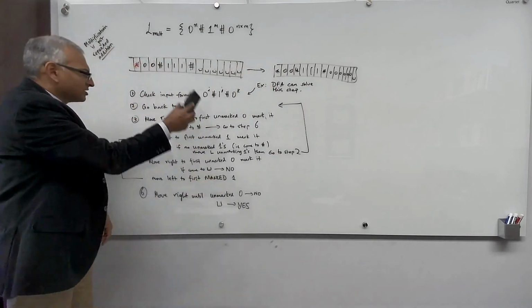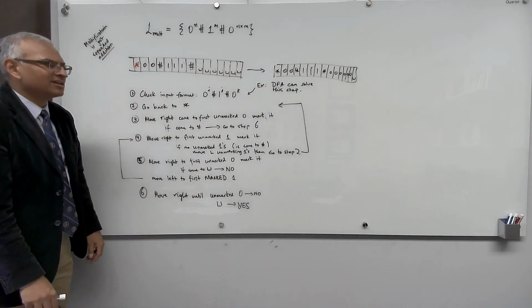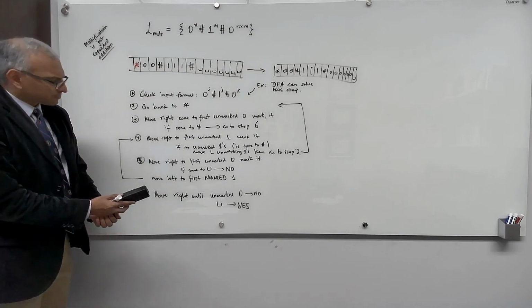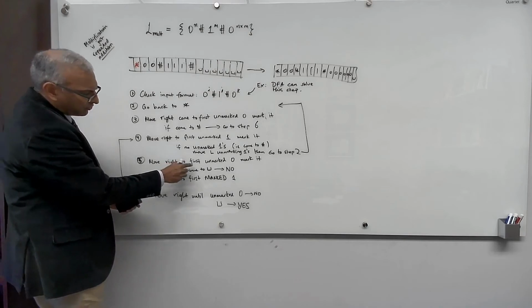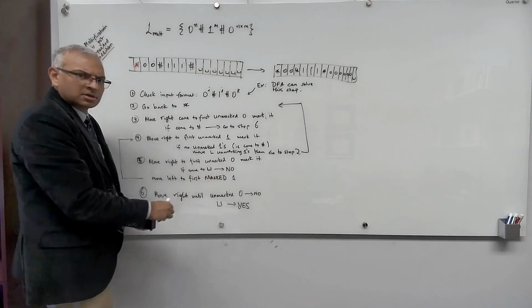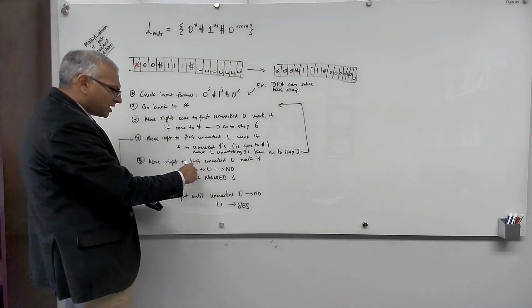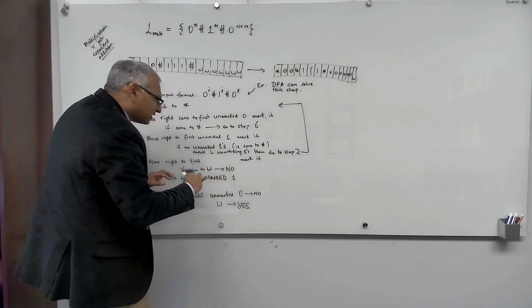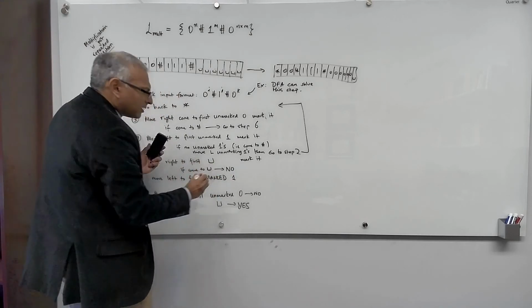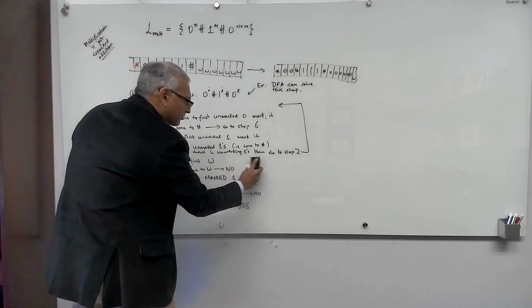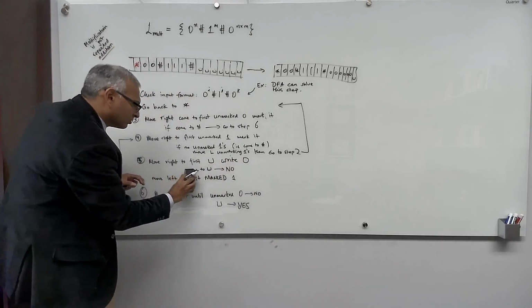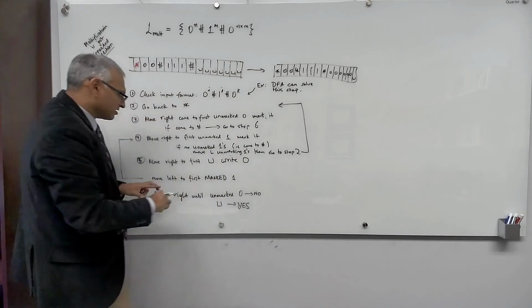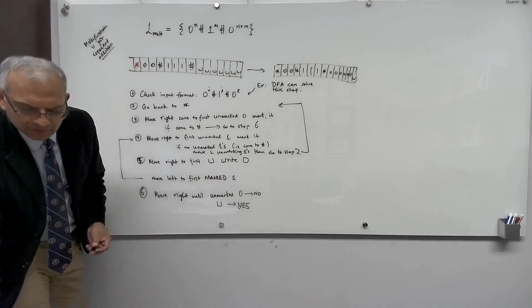Well, it turns out that this same pseudocode basically implements that. The only thing I need to change is move right to first unmarked 0. I change that to move right to first blank. And instead of marking it, I write a 0. So I don't need to have this additional step. And then move left to first marked 1. Okay, so let me show you how that works.